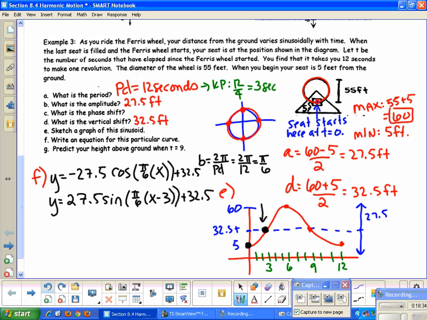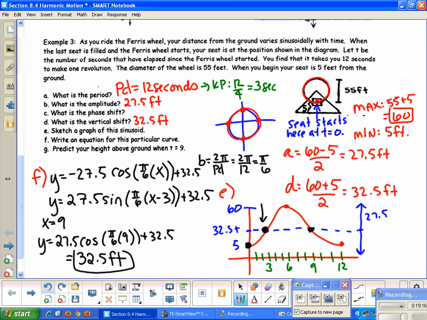Then it says we want to predict the height above the ground when t equals 9. In this case, they're using t instead of x. So really we're saying when x equals 9, how high above the ground am I? Well, I would then plug this into my equation, y equals 27.5, and it doesn't matter which equation you do, I'm going to do cosine, times the cosine of pi over 6 times 9 plus 32.5. Without even having to do any of this, I know by looking at my graph that I'm going to be at this height right here, which is 32.5 feet.